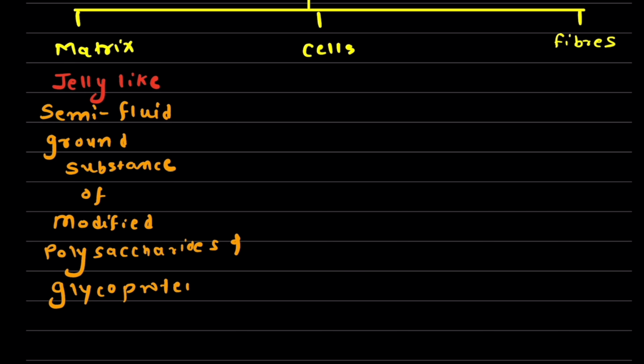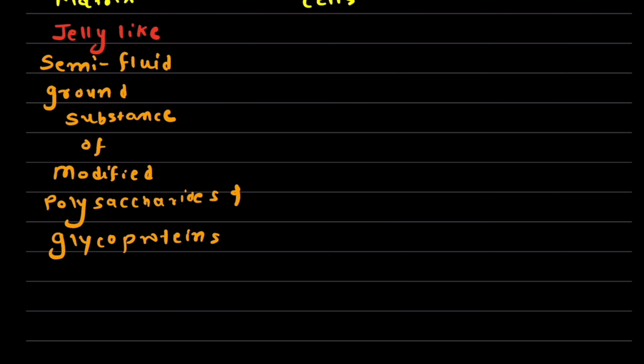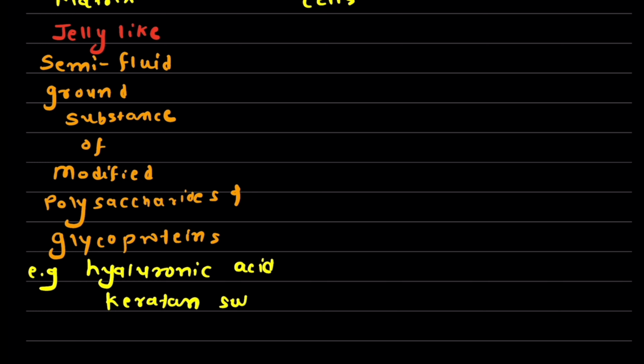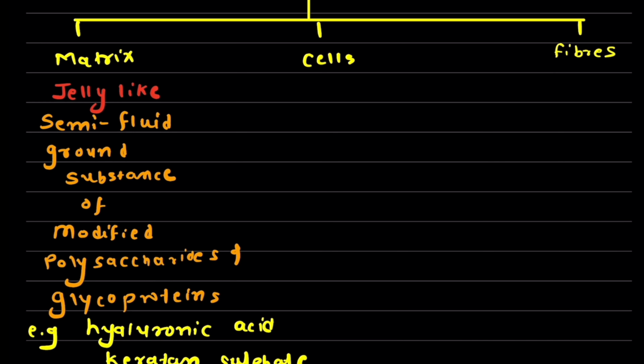आप यहाँ पे क्वेश्चन पूछोगे सर विच टाइप ऑफ पोलीसैकेराइड, तो सेफॉर एग्जांपल यहाँ पे हो सकता है पोलीसैकेराइड का एग्जांपल हाइलुरोनिक एसिड और केराटिन सल्फेट. This is the composition of matrix over here.